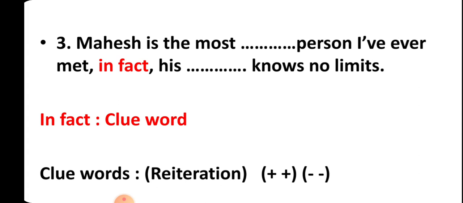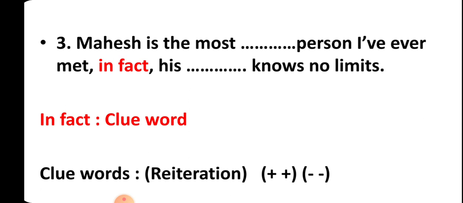If I say Mahesh is the most good person or Mahesh is the most bad person, I'm just giving you a simple example. Generally we do not use most before good and bad, because it is good, better, best; bad, worse, and worst. That's what we need to say.